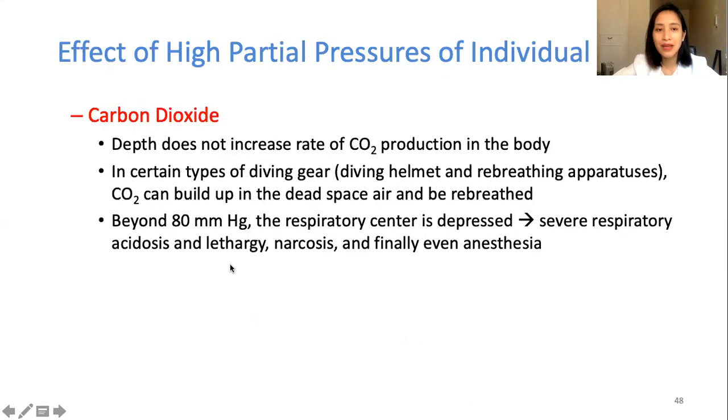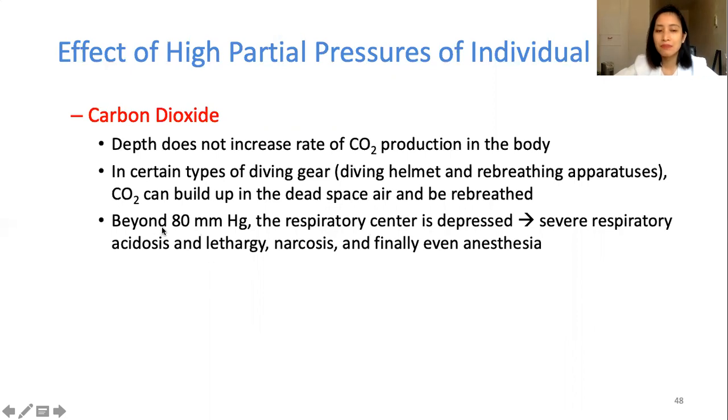How about with carbon dioxide? The depth does not increase the rate of CO2 production in the body. In certain types of diving gear, especially the old models, the CO2 can build up in the dead space air and can be rebreathed. And this can cause CO2 accumulation in the body.